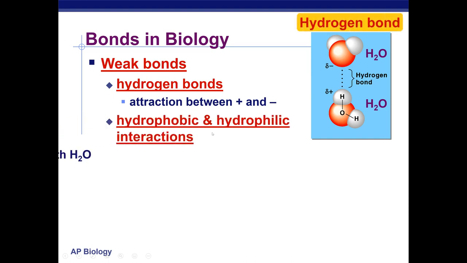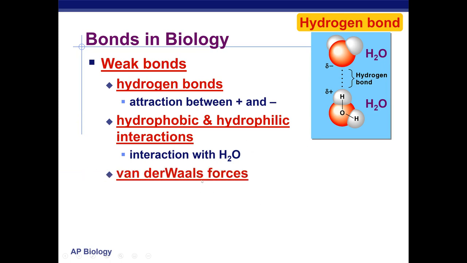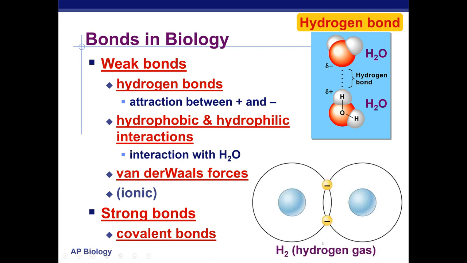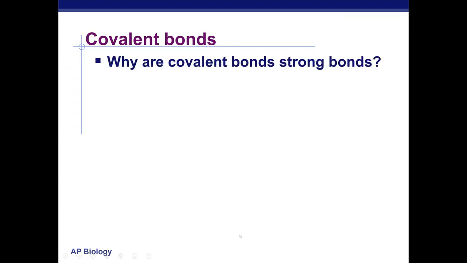You have hydrophobic and hydrophilic interactions due to these hydrogen bonds and other chemicals in water. You have van der Waals forces, which is a very weak ionic bond. So the electrons are not fully taken in these bonds. We don't ever really talk about van der Waals, so meh. And then you have strong bonds, which are your covalent bonds. Ionic bonds are actually strong, but van der Waals forces are weak. Covalent bonds are the strongest because you are sharing.